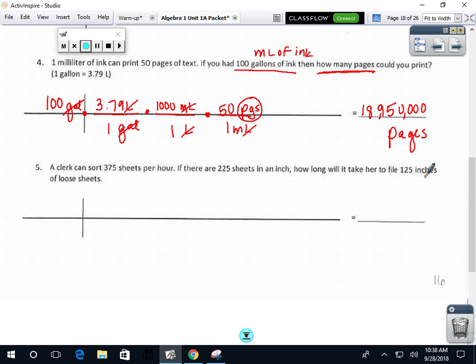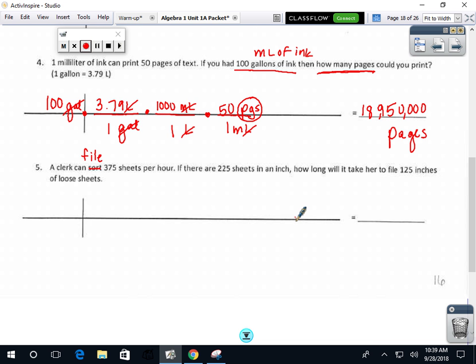All right, number 5. A clerk can, this should really say file, a clerk can file 375 sheets per hour. If there are 225 sheets in an inch, what they mean by that is if you've got like a stack of paper and it stacks up to an inch tall, there's 225 sheets in that stack. How long will it take her to file 125 inches of loose sheets?